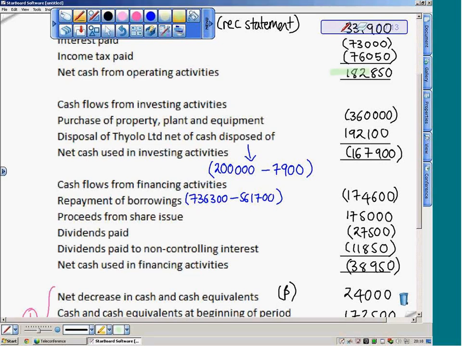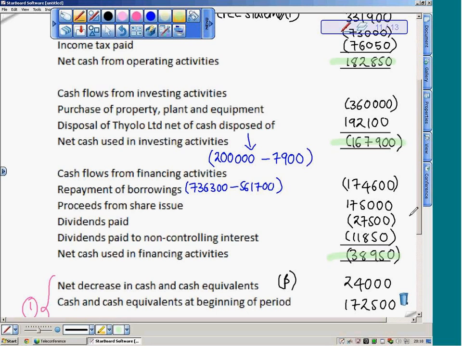Okay. If you total up the respective cash flows for your operating, investing, and financing activities, you end up with the decrease in the cash and cash equivalents. Okay. I think that's us having answered the question on our group cash flows.